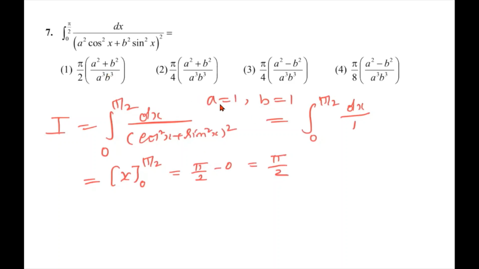So, but here, if you take a equal to 1, b equal to 1, the first option becomes 1 plus 1, 2. 2 get cancelled. Here it is 1, pi you get. So this cannot be the answer.